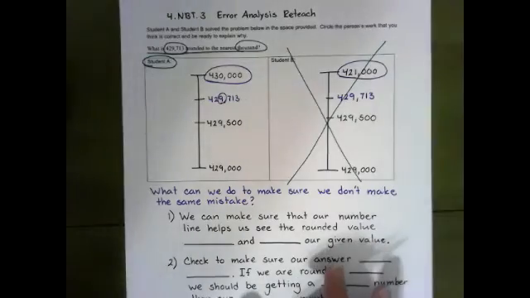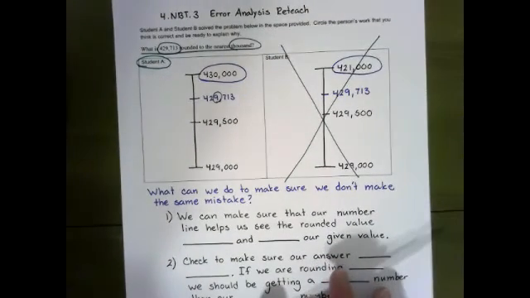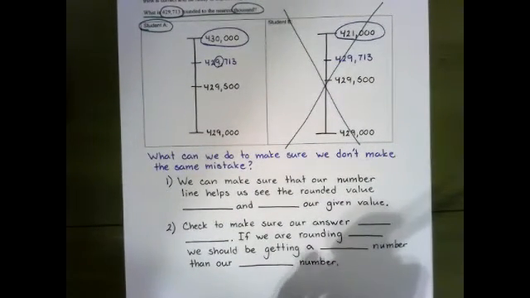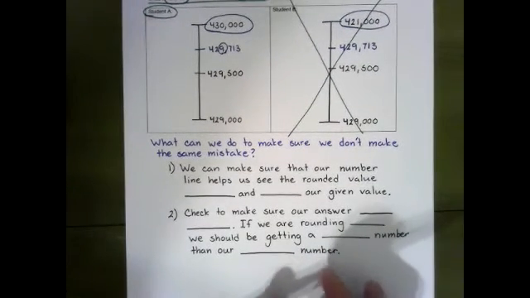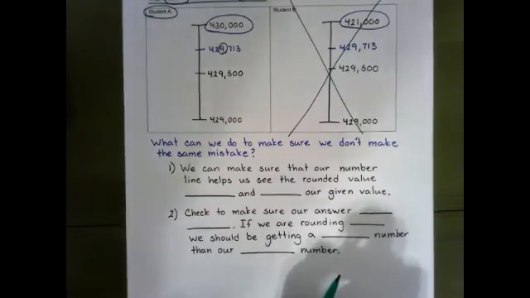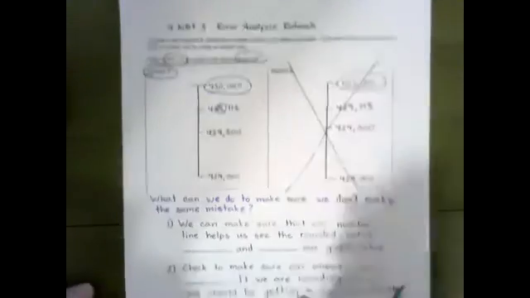So student A was on the right track, and student B forgot the rules for place values and the fact that we can't have more than 9 in a single place value. So let's think about what we can do to make sure we don't make the same mistake that student B did in our work today and in our problems in the future. We can make sure that our number line helps us see the rounded value above and below our given value.